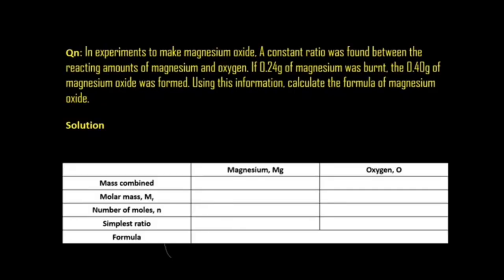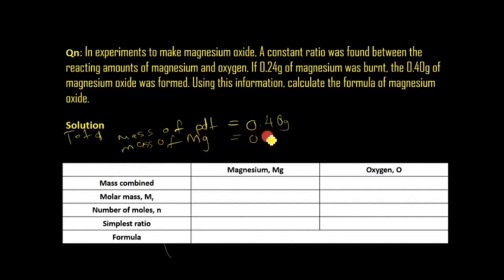So by simple logic, we can deduce that if the mass of product was 0.40 grams and the mass of magnesium was 0.24 grams, then it must mean that the mass of oxygen which reacted must be the difference between these two. Since it's a constant ratio, 0.40 minus 0.24 would give us 0.16. So it is evident here that the mass of magnesium which combined was 0.24, and obviously the mass of oxygen is 0.16.